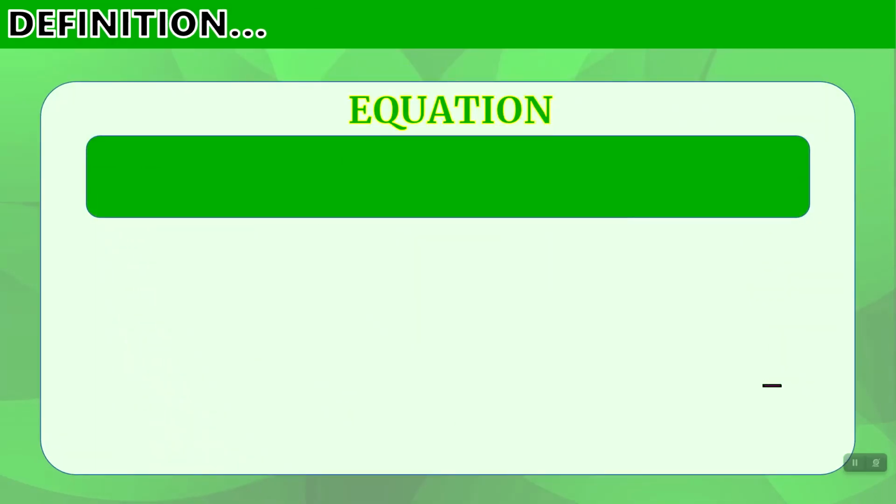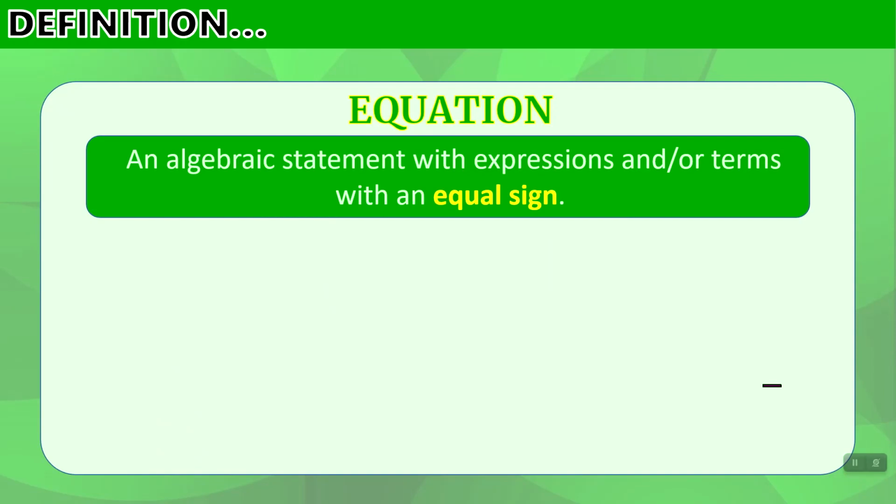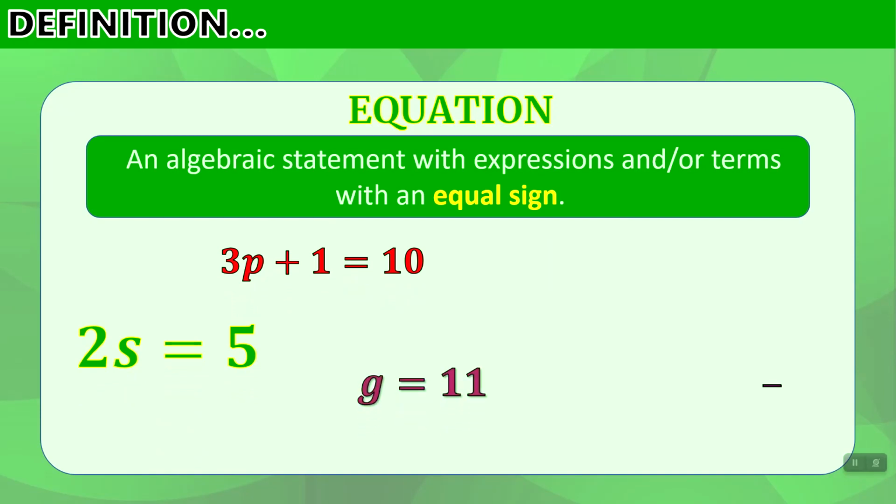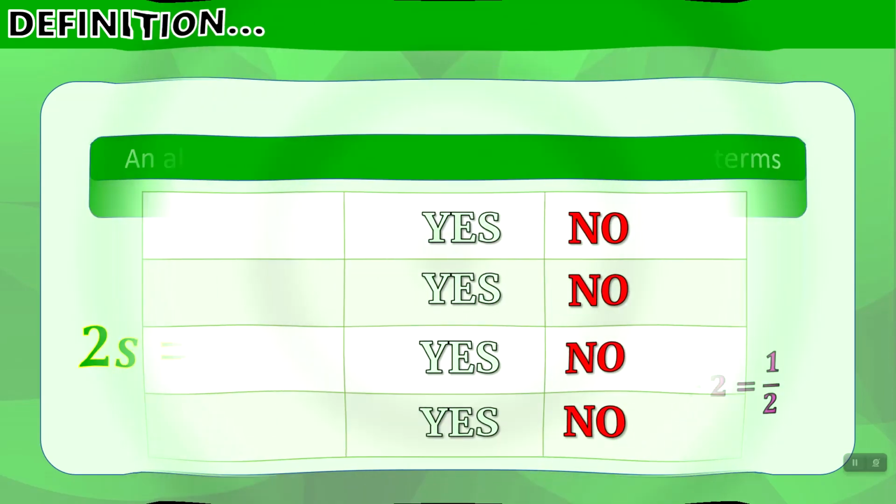And the final definition, equation. An equation is simply an algebraic statement with expressions and or terms that has an equal sign. And so 2s equals 5 is an equation. 3p plus 1 equals 10 is an equation. I see an equal sign. G equals 11 is an equation. It has an equal sign. 15z plus z equals 22. That has an equal sign, and it is an equation. And m plus 2 equals a half. This also is an equation.